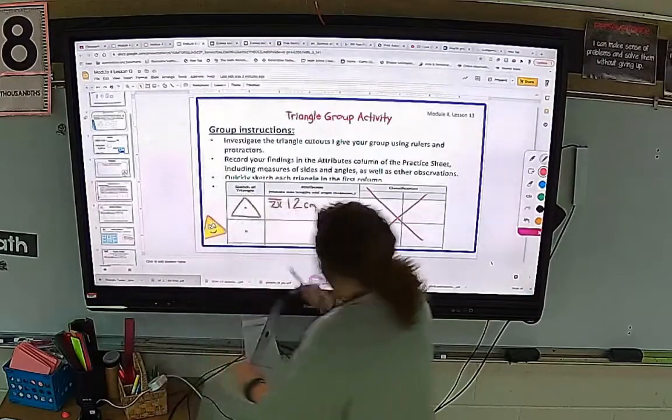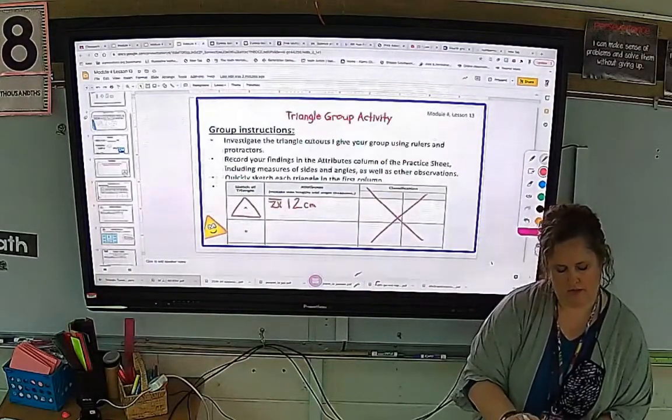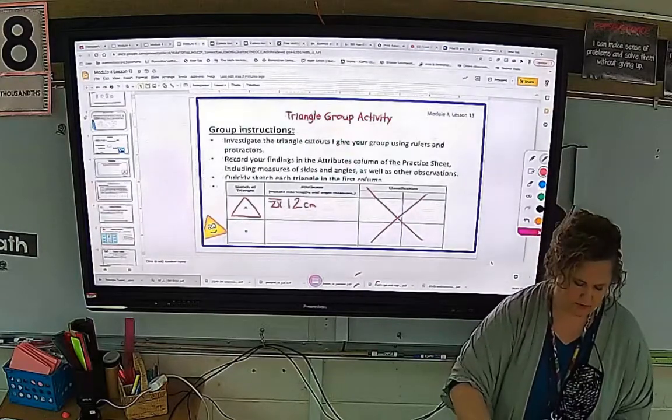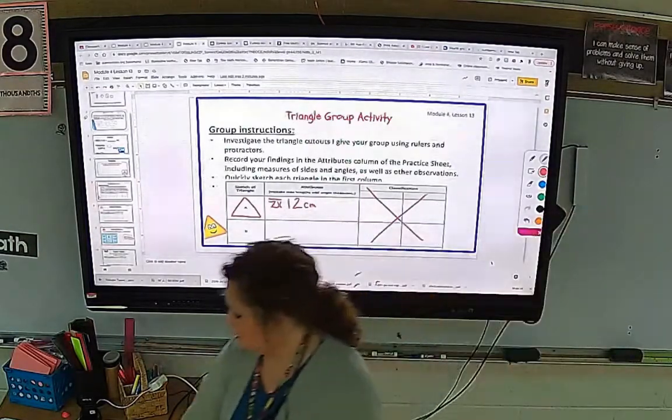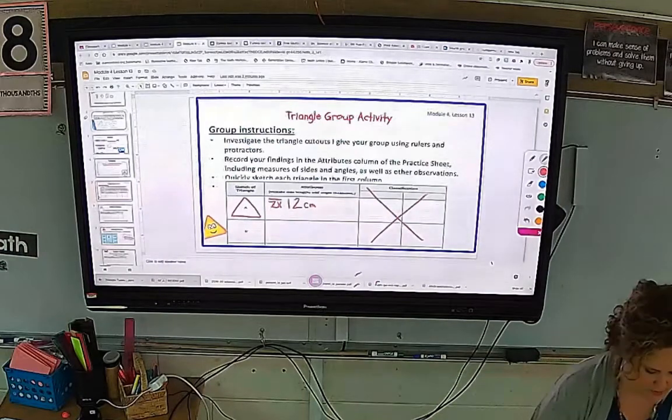Alright, it's 12 centimeters. Then I'm going to move to the next side. Then I'm going to use my protractor, and I'm going to measure this angle.